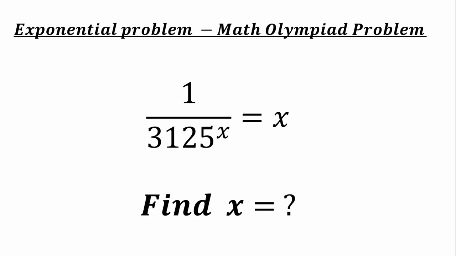This video is all about solving for the value of x. Now we are given an exponential equation where you have 1 all over 3125 raised to power x equal to x. Now we are asked to find x. So now we have 1 all over 3125 to the power x equal to what? x, which is x over 1.